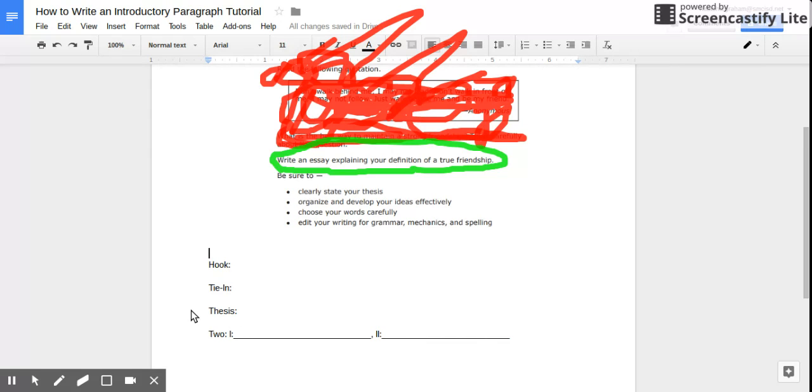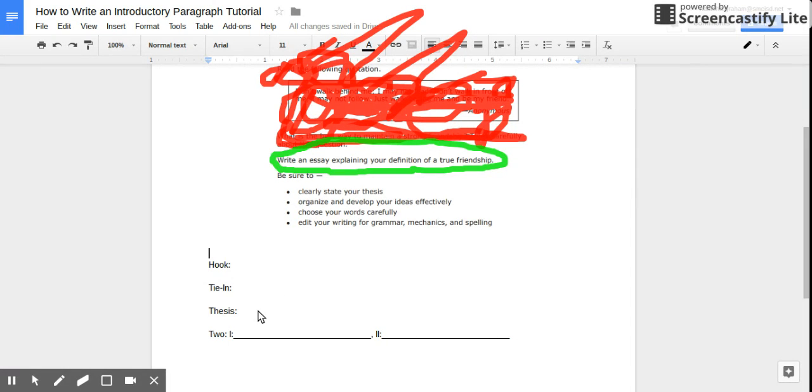So first thing we're going to do is we're going to write this thesis statement. It's very, very difficult to write the hook, the tie-in, the thesis, or our two main ideas if I don't know what my thesis statement is. I can't hook the reader into my essay if I myself don't even know what it is that I'm writing about. So what you're going to do is you're going to think to yourself and use your scratch sheet of paper to help you plan. What is the definition of a true friendship?